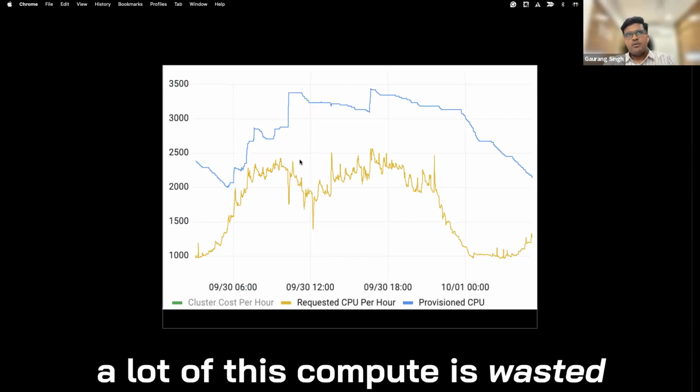What is happening here? We are using the yellow line, but we are paying for the blue line, and the gap is basically your waste, your compute waste. You're paying extra to the cloud provider, but you're not using it, right? Meanwhile, I want to stop here.